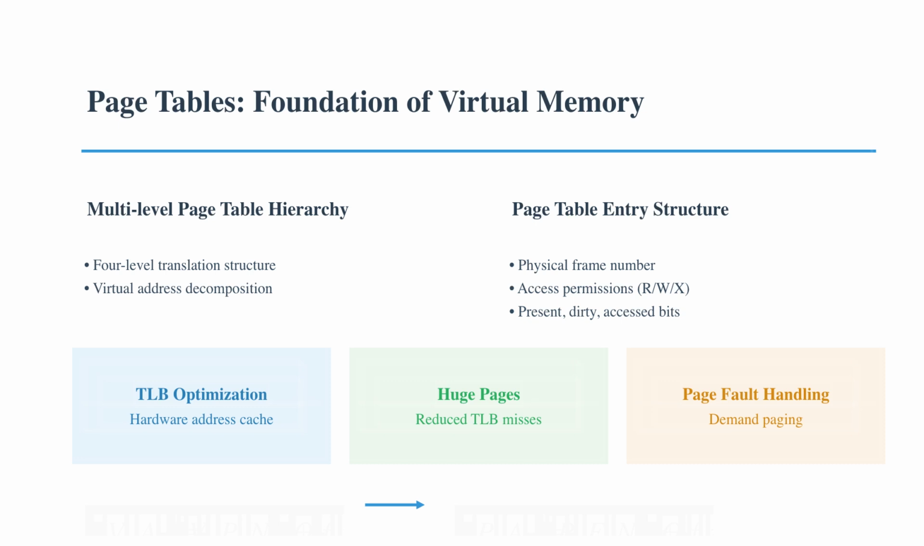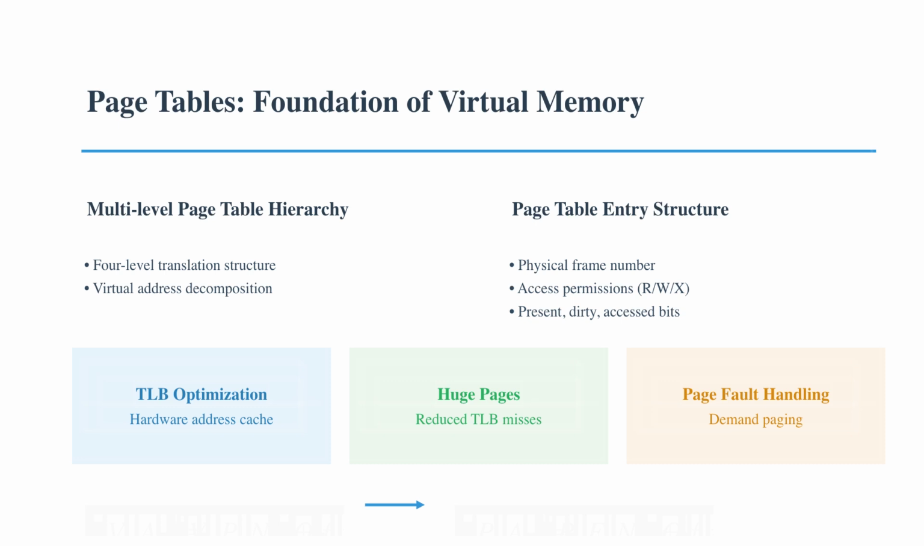Modern systems use a multi-level page table hierarchy to efficiently manage virtual-to-physical address translation. This isn't just a simple lookup table. It's a sophisticated tree structure that balances memory usage with translation speed.